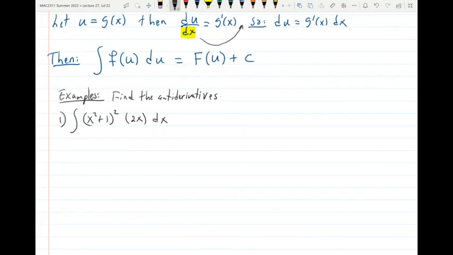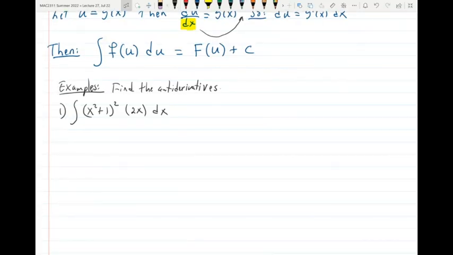So let's say that we have something like this. By the way, you could do this problem by taking the long way. What would be the long way? The long way would be by expanding the square. You have (x squared plus 1) squared, so you expand that term, you're going to get a degree 4. Then you distribute the 2x, you're going to get a polynomial of degree 5 in this case. And then you integrate the polynomial by using power rules. There's nothing wrong with that.